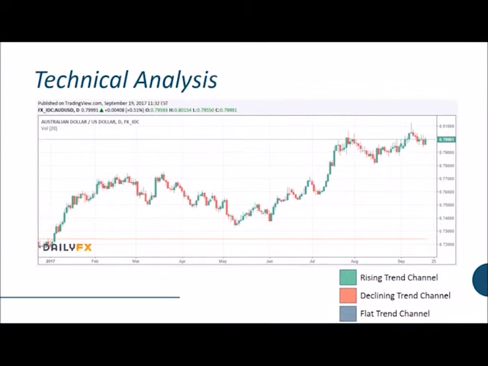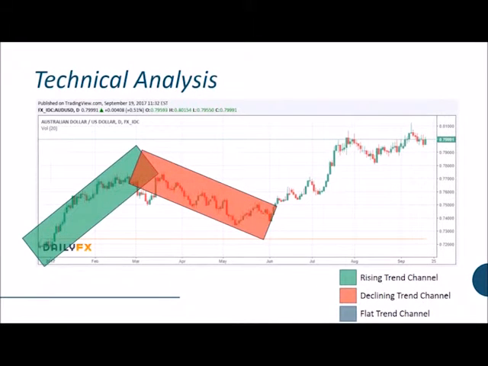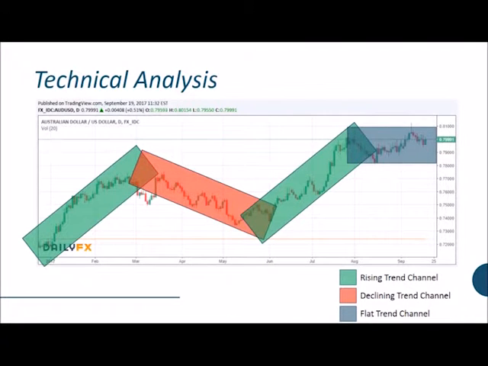This chart shows the exchange rate trends for the Australian dollar and the US dollar and can be used for technical analysis. There are different trends that can occur through the cycle of the exchange rate. The first seen here is a rising trend channel, followed by a declining trend channel, then a rising trend channel that finally stabilizes with a flat trend channel. This indicates the most appropriate time to buy and sell currency.